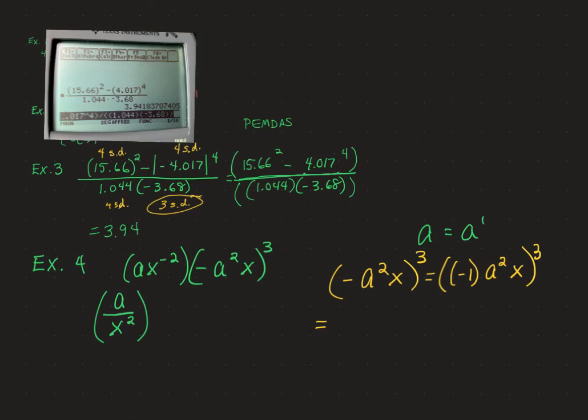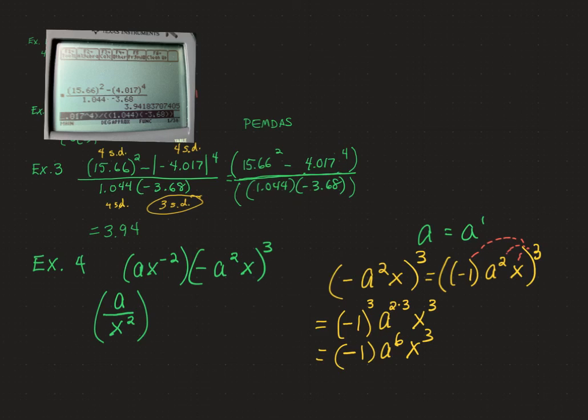So now, when you raise each of the individual parts of this term here to the third power, you're going to be raising -1 with that negative inside the parentheses to the third power. And then you're going to have a squared to the third power. That's a power to a power, which means you multiply those two. And then you have x to the third. Okay, what is -1 cubed? -1 times -1 is positive 1 times -1 is a -1. A to the 6th, x cubed.